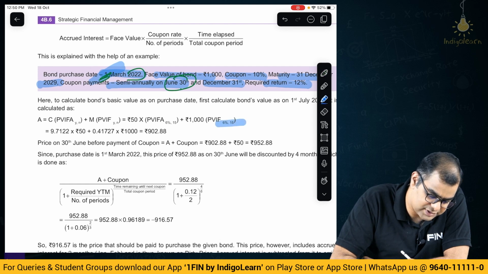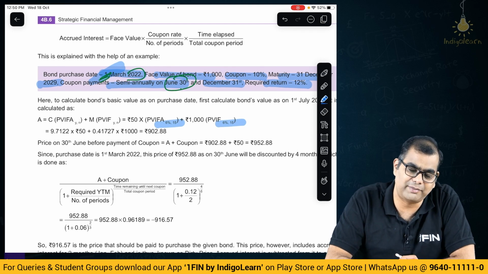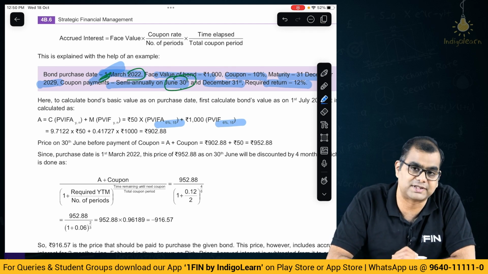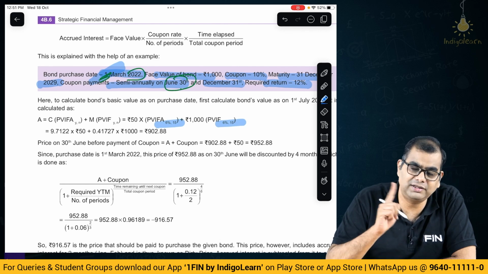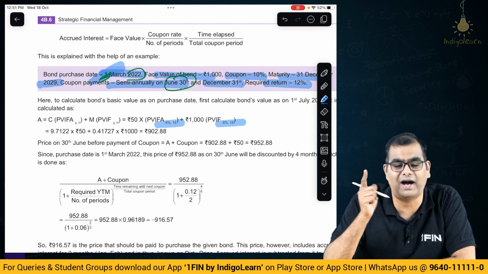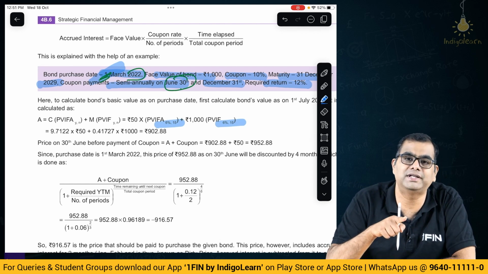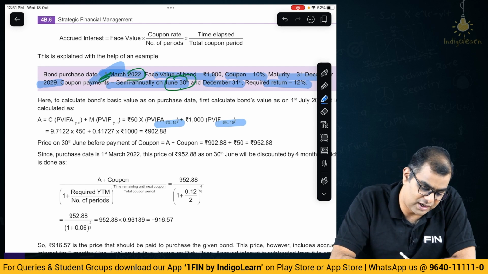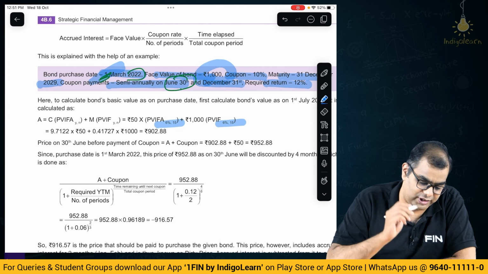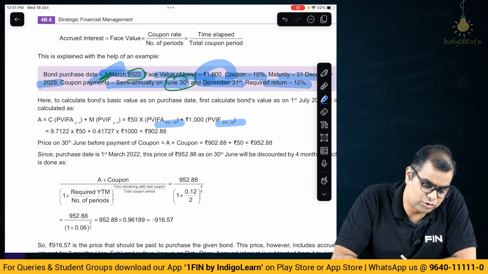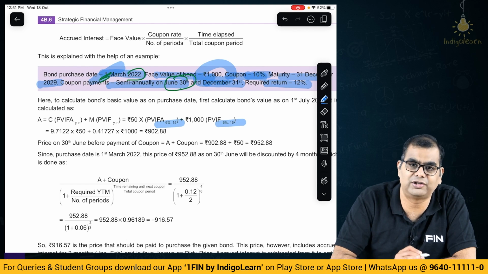You have 15 payments and the yield is 12% per annum. When you do semi-annual, you take half of it, which is 6%. So you price the bond on 30th of June, end of day, after coupon payment is made, for the next 15 coupon payments and the redemption value of 1000 at 6% semi-annual discount rate. The coupon rate is 10%. So 10% on 1000 is 100. So half-yearly coupon is 50.